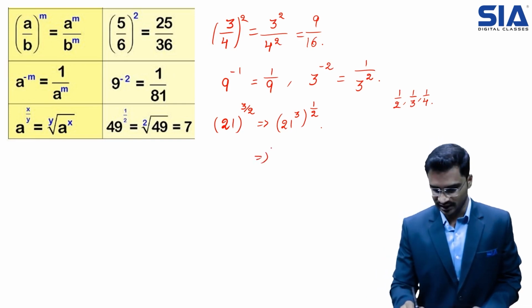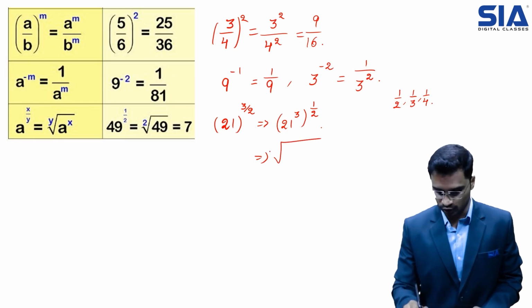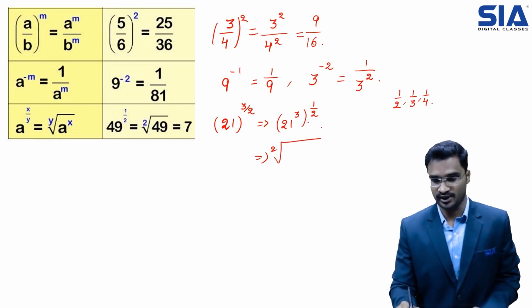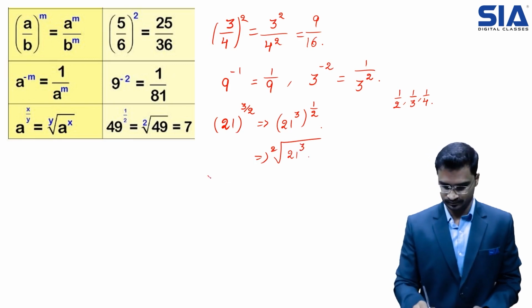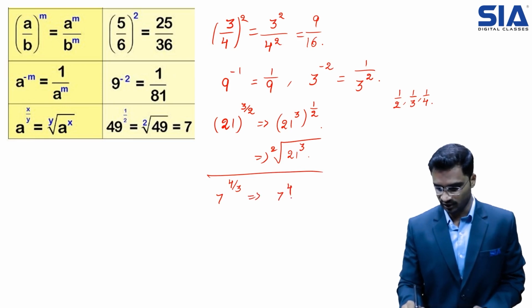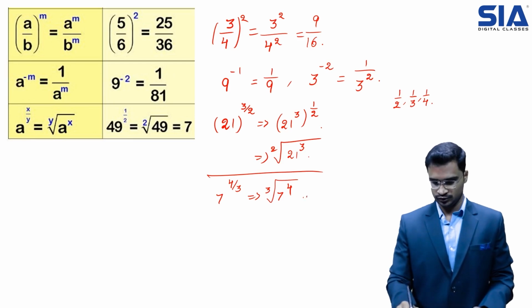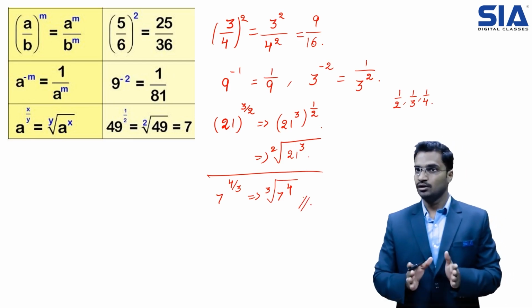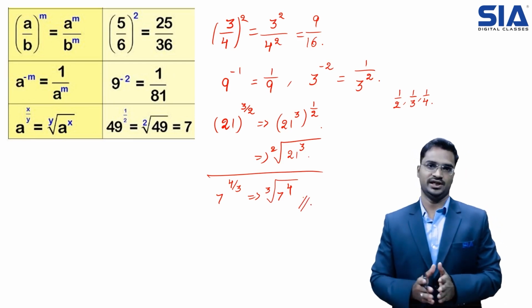So I should write it like this, square root of 21 to the power of 3, because we are having 1 by 2. In the same way, 7 to the power of 4 by 3 should be written as the cube root of 7 to the power of 4. So these are some of the laws in our laws of indices.